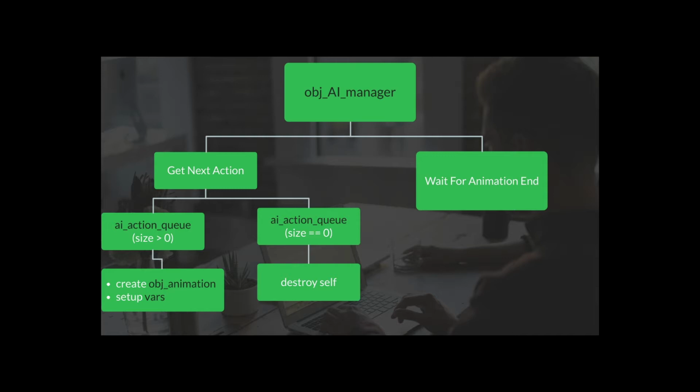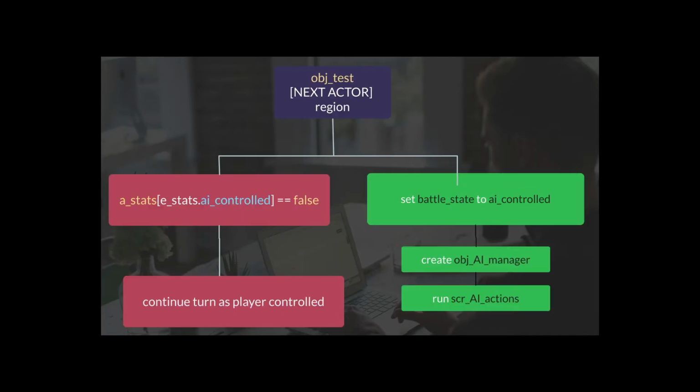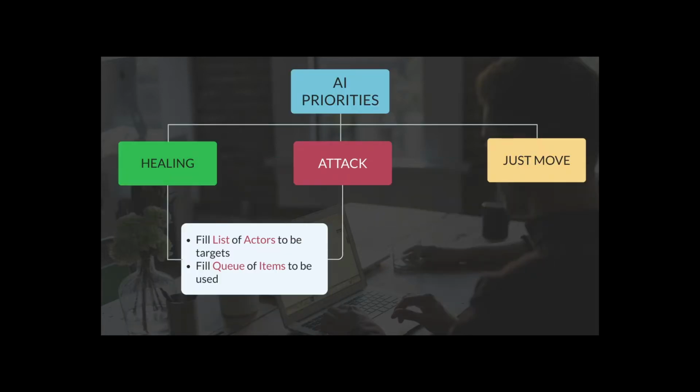To decide what action to take when the battle state is first switched to AI controlled, we run a script that determines the action taken with certain priorities. These priorities are healing self or friendlies with the most powerful healing item, attacking the most wounded enemy with the most powerful item, and finally moving towards the nearest enemy.